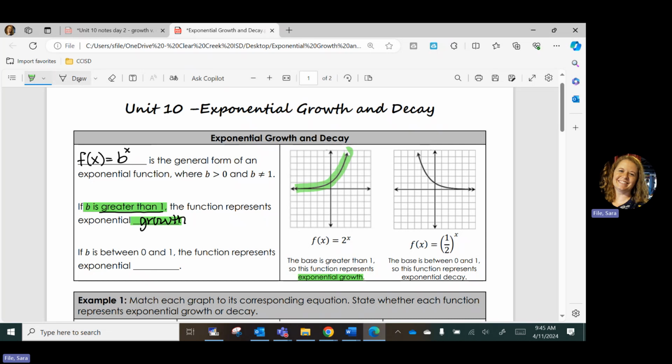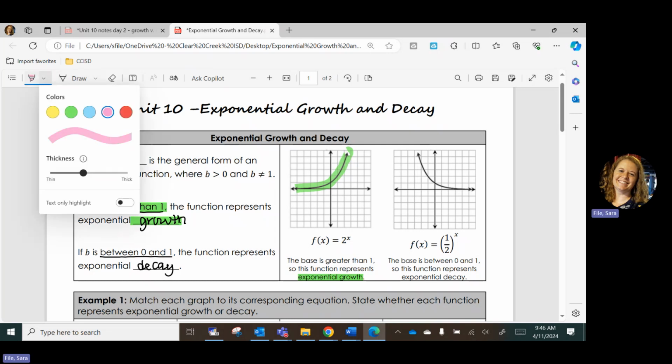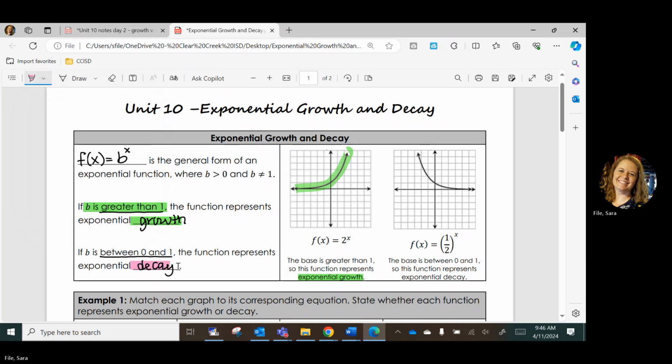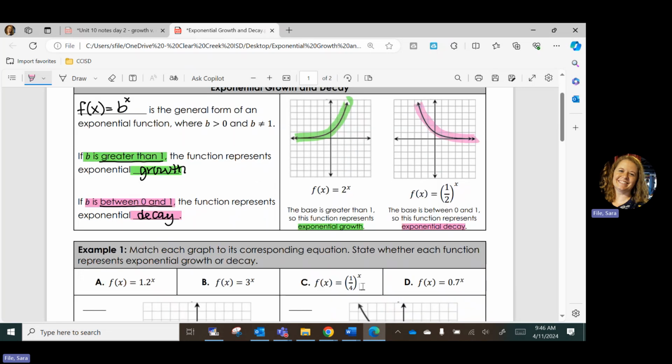And then we said that if that value is between 0 and 1, that will represent exponential decay. And you can see graphically over here, exponential decay, your b value in this example is 1/2. So that's between 0 and 1. It is decreasing from left to right.